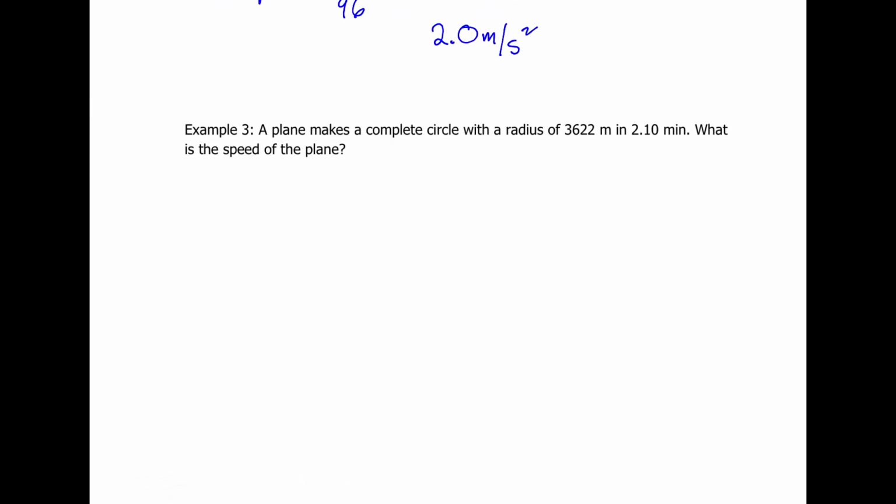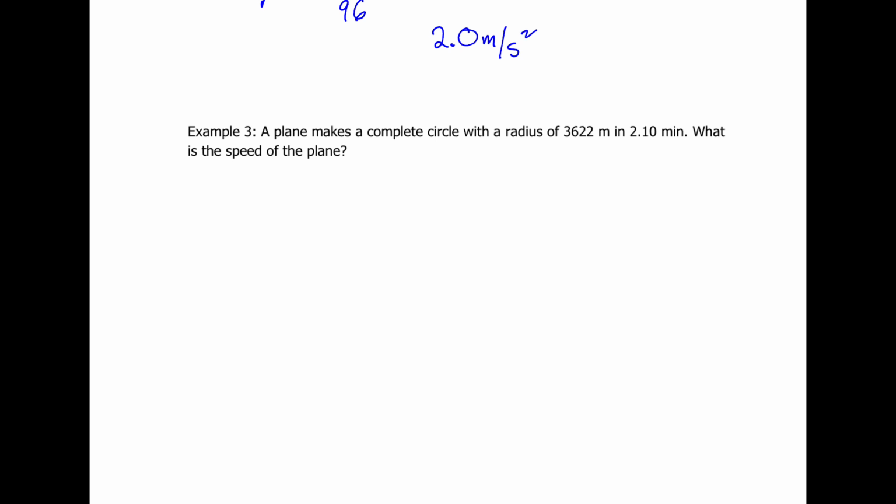The formula we want: that's an R, that's a T, and I want a V. So what formula has V, R, and T in it? V is equal to 2 pi R over T. What do I want? The speed. That's easy. Why did I make everything so easy?